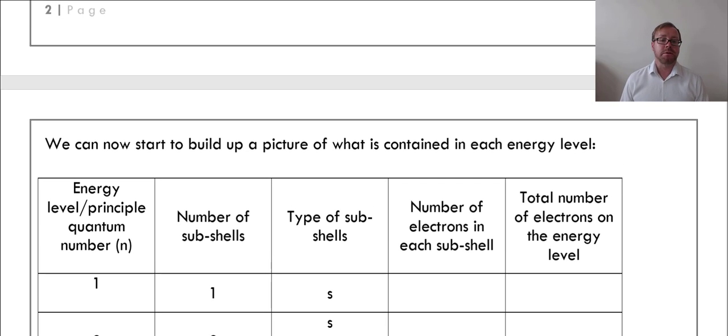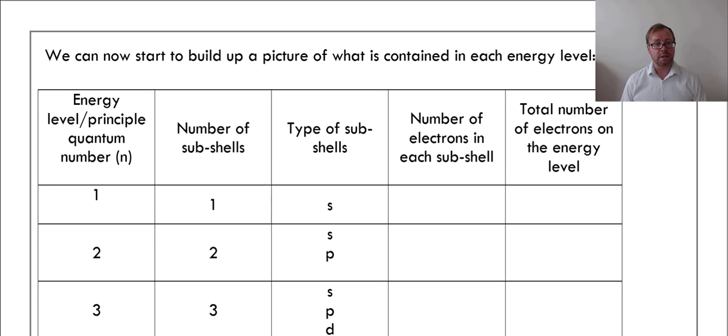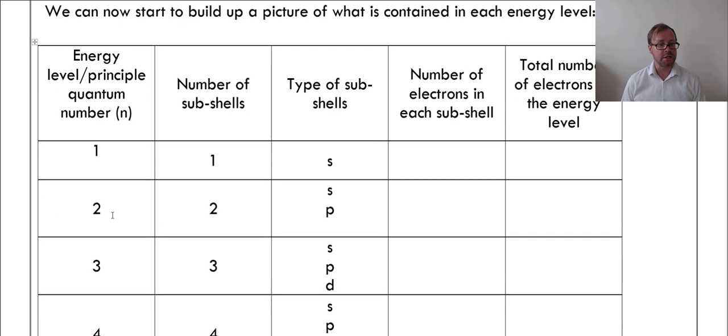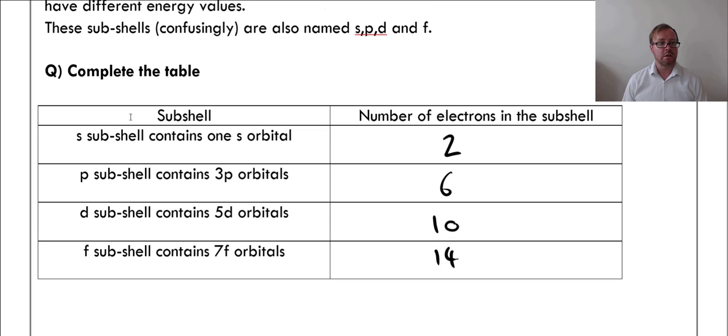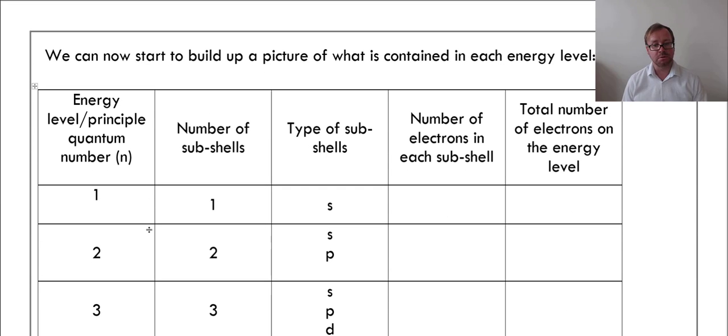Okay, so we'll carry on. So we can now start to build up a picture of what is contained in each energy level. So on our first energy level, we have one subshell, and the type of subshell is S. The number of electrons in this subshell, well, we know that one S subshell contains one s orbital from this table. Therefore, we must have 2 electrons, and the total number of electrons on the energy level must also equal 2.